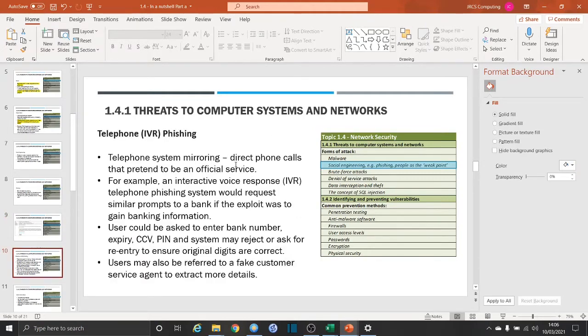Telephone phishing is another one. You get a lot of these automatic phone calls now pretending to be from a bank. "Please type in your PIN. Please enter your password because your bank account's been frozen," or whatever.